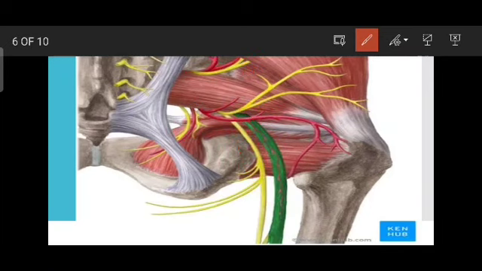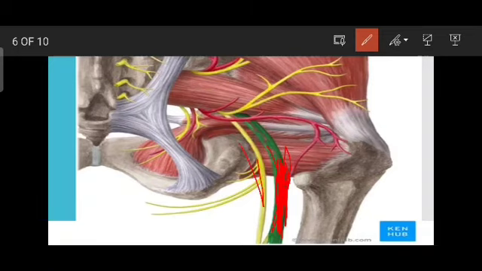In that you can see this green structure is the sciatic nerve. This is very important. This nerve supplies the posterior compartment of the thigh, the posterior and anterior compartments of the leg, and the foot also. Very important nerve. This is the largest nerve in the body.